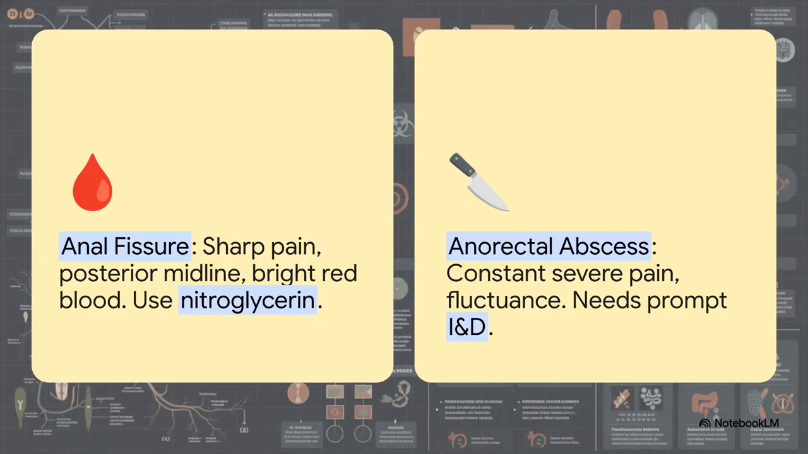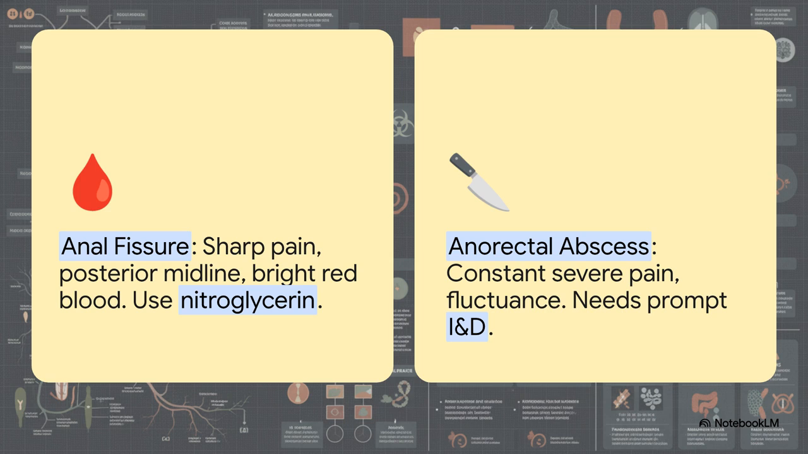Let's rapidly contrast two extremely painful conditions. An anal fissure presents as sharp pain with defecation and bright red blood almost always right at the posterior anal midline. First-line medical therapy is straightforward: stool softeners, sitz baths, and topical vasodilators like nitroglycerin or calcium channel blockers.